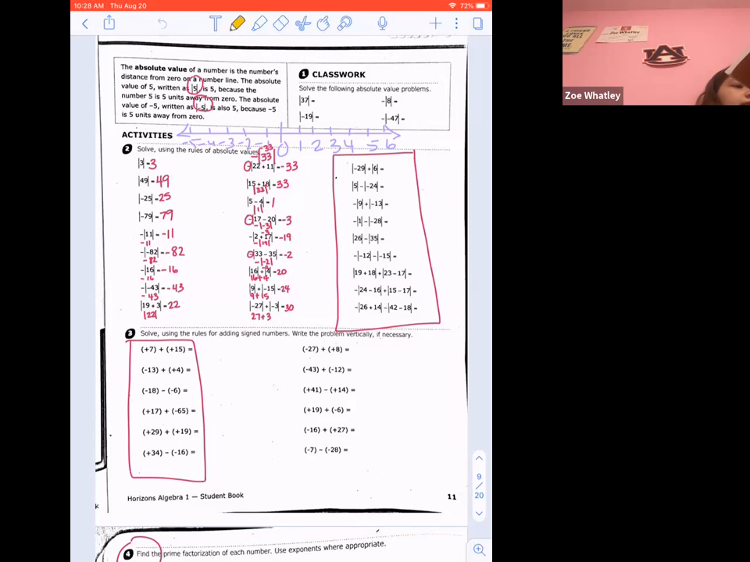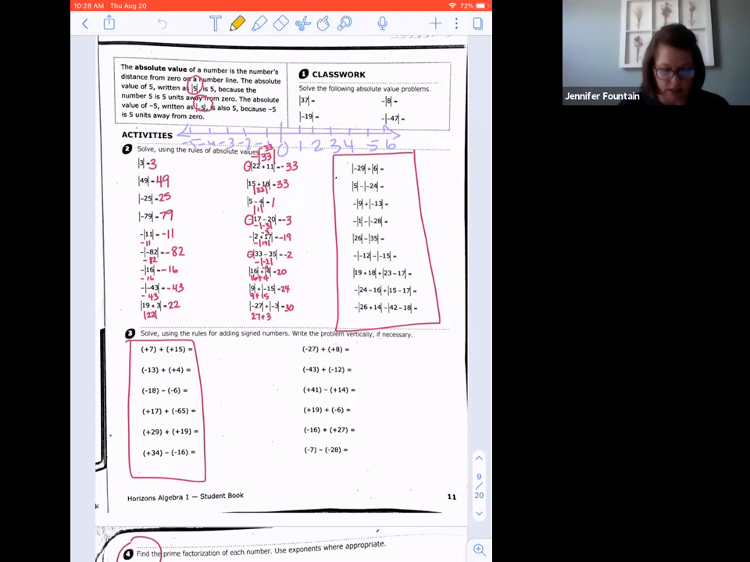I got the second one wrong. Okay. And the very last one wrong. Okay, so let's take a look at the second one, negative 13 plus a positive 4. We take the sign of the larger value. Since the 13 is negative, I know it's going to be a negative answer. And the difference of 13 and 4, 13 minus 4, is 9. So negative 9.